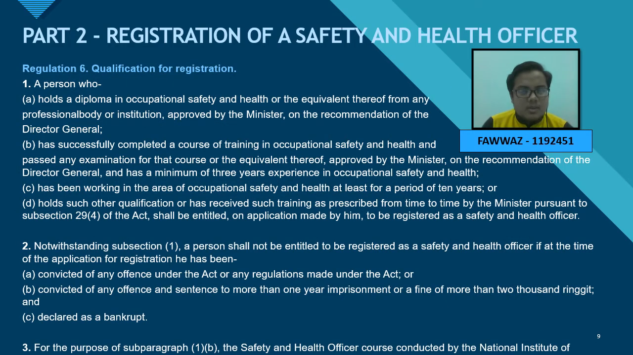Next, we continue. Still on Part 2, Regulation 6, which is qualification for registration. The person who qualifies to register must hold a diploma in Occupational Safety and Health or equivalent, approved by the Minister on the recommendation of the Director General, or has successfully completed a course of training in Occupational Safety and Health and passed the examination for that course, approved by the Minister on the recommendation of the Director General, and has a minimum of 3 years experience in Occupational Safety and Health.